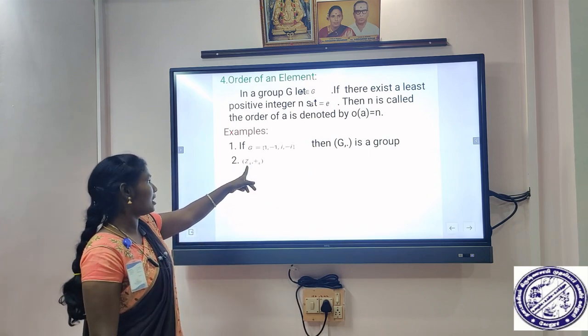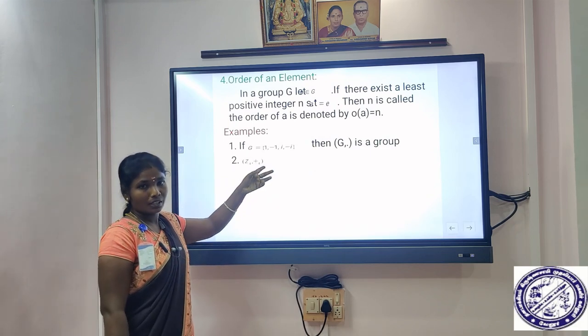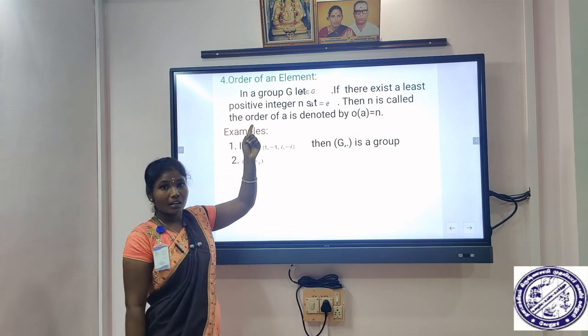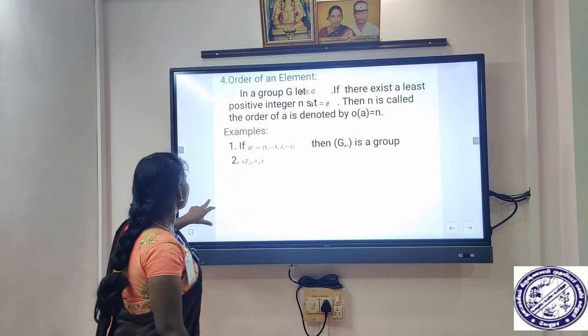Next, another example is (Z4, +4), as an order of an element. Okay. Next.